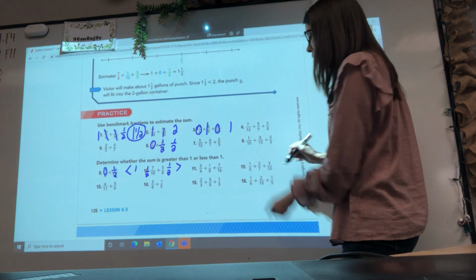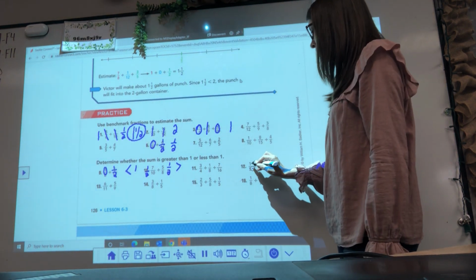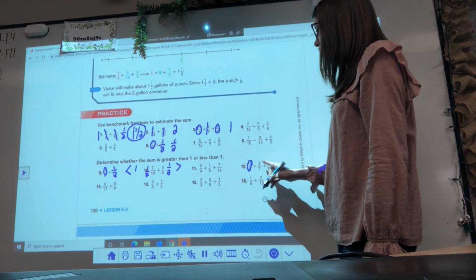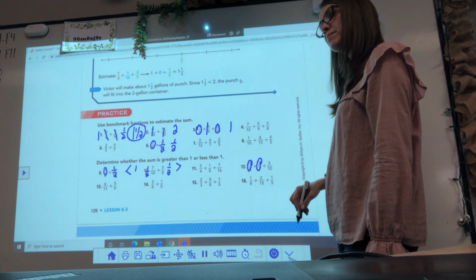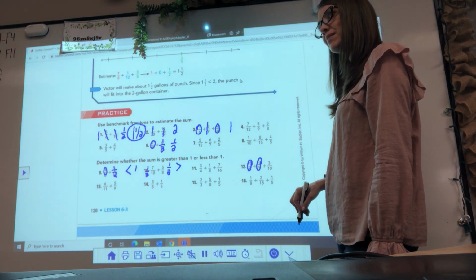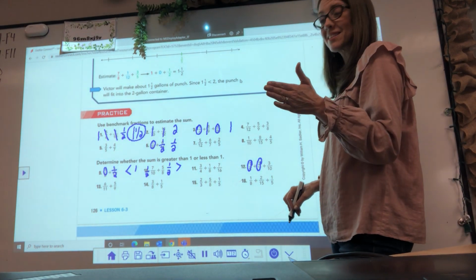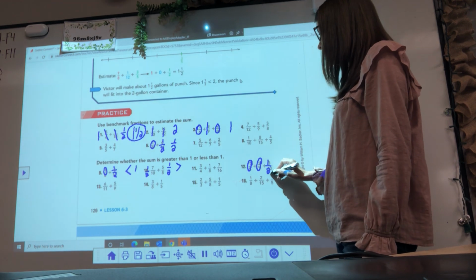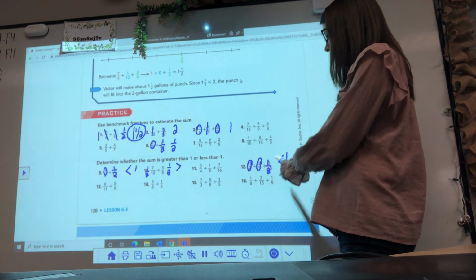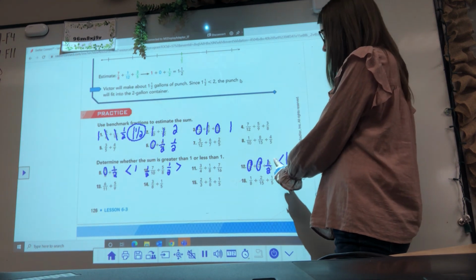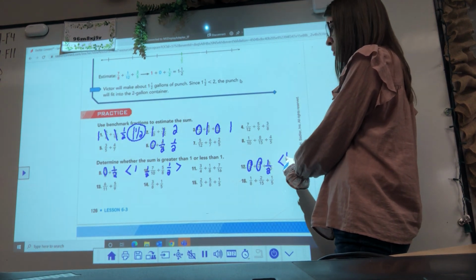So what about this? 1/5 is closest to 0. 2/7, 0. 3/10. No, half. 3/10 is closest to 5/10. So it'd be about a half. So this one is going to be less than 1. Do you understand how to write less than 1? Whatever your answer is right here is going to be less than 1.